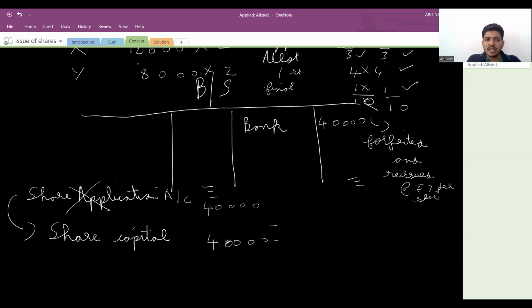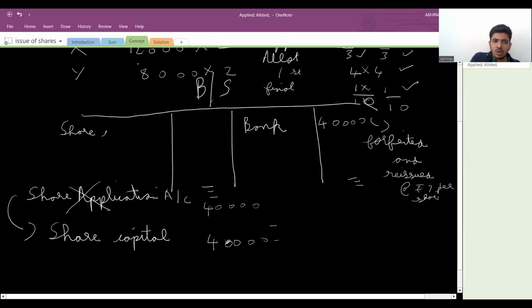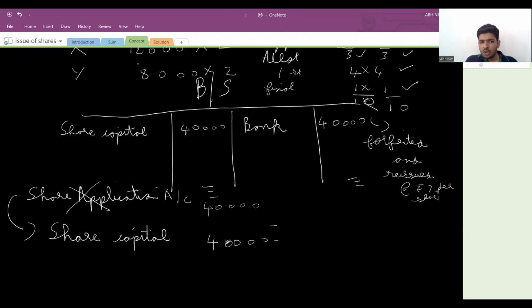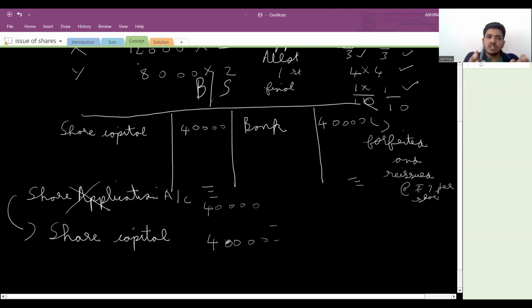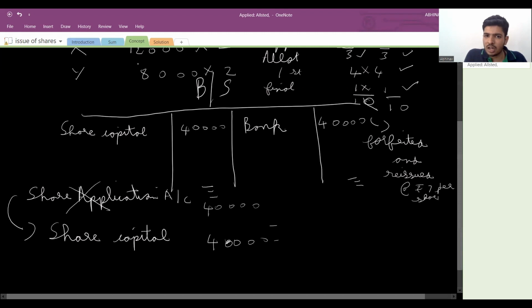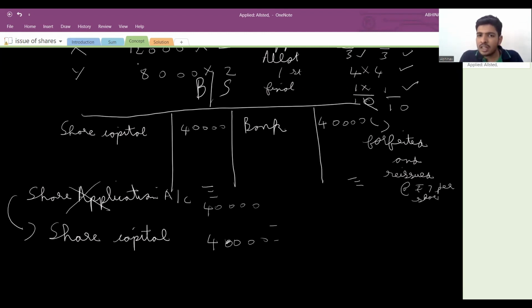And the share application account will be completely closed. And this new account of share capital account will get opened, and the 40,000 rupees from the share application account will get transferred to share capital account. So net effect, 40,000 will remain in the business. Only the account's name is shifting. First it was share application account in the credit side and bank in the debit side. Now, instead of share application account, the entire 40,000 comes in share capital account in the credit side and bank in the debit side. Credit side means liability side, debit side means asset side. For now, keep in mind. No, you don't need to know that. Just in the liability side is share capital account and in the asset side is bank account.